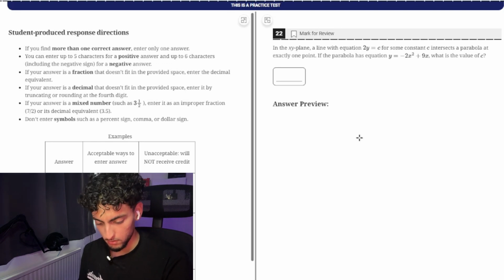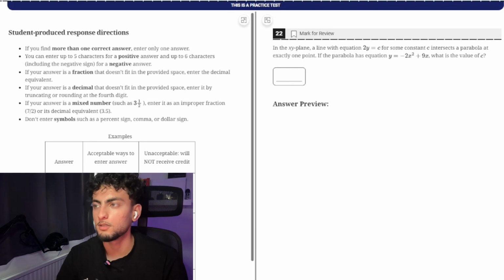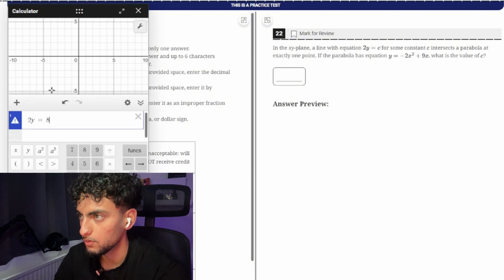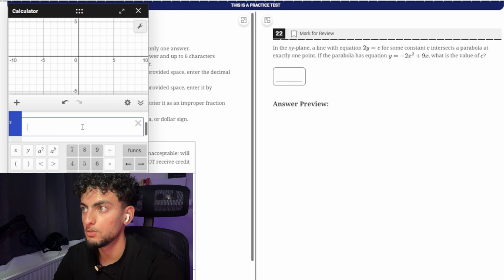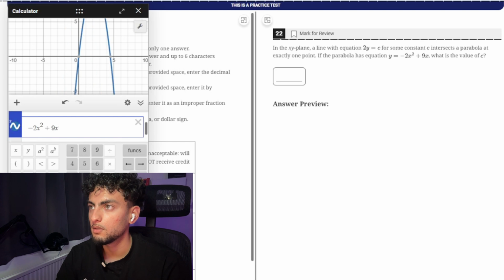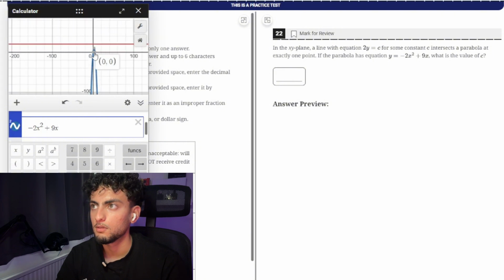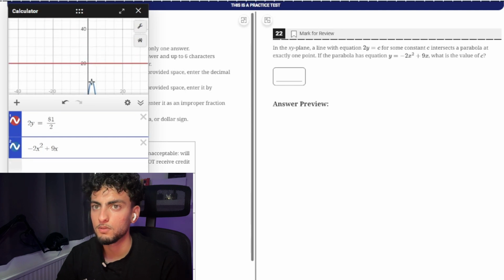So we got 81 equals 4c. 81 over 4 equals c. And then let me just graph that. Let's actually see what, I think this is actually what they do. 2y equals 81 over 2, because I'm times by 2. And then I'm going to say that minus 2x squared plus 9x. And in theory, they don't actually intersect. I've done something wrong. Nice. So when would it... What is the peak of this line?